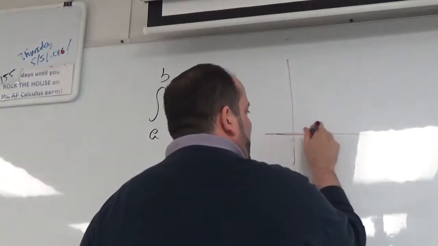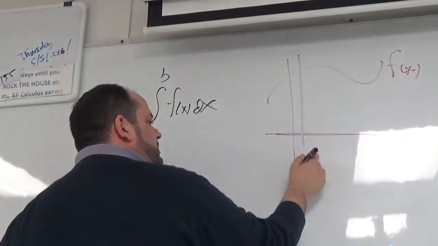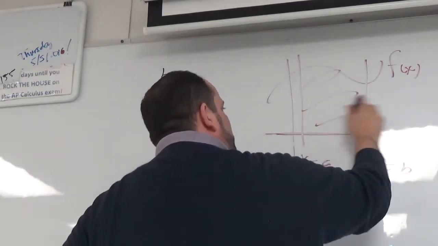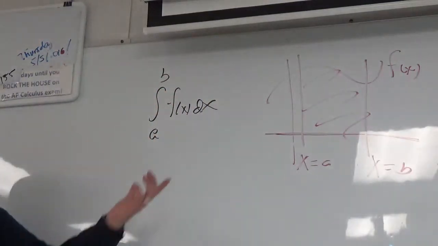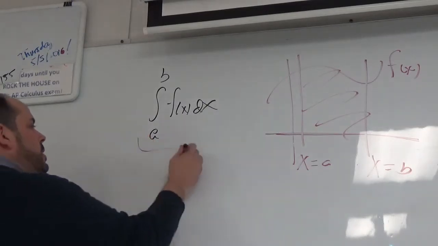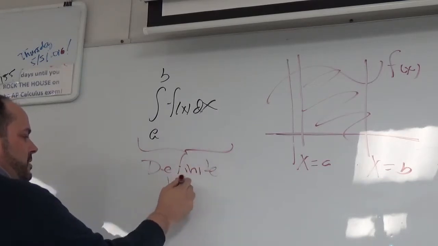Eunice, what else? Okay, so you've got your x-axis, you've got the graph of f of x, you've got the line x equals A, you've got the line x equals B. That's all that notation means, and the fancy word for this notation is definite integral.